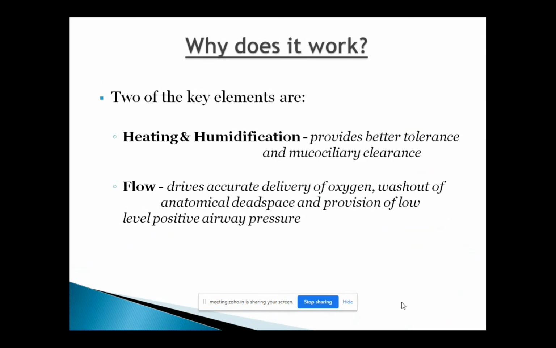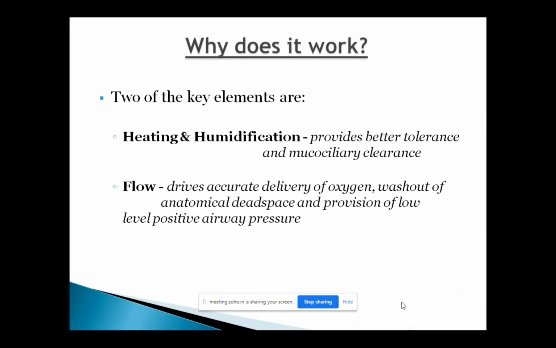Why does it work? Two of the key elements are heating and humidification, which provide better tolerance and mucosal clearance. Most of the time, we know people with a respiratory problem, such as pneumonia, all have a problem with mucus, coughing and expectorating, because the mucus can be very thick, and pneumonia can produce all these secretions. By giving the OptiFlow device, you are heating and humidifying the oxygen you are giving to the patient. The flow drives accurate delivery of oxygen, washout of anatomical dead space, and provision of low-level positive airway pressure.